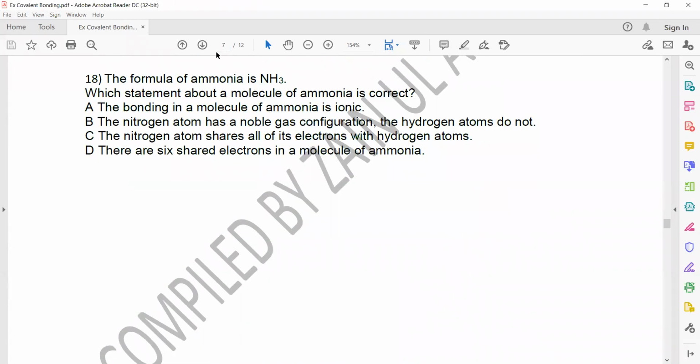And question 18, the formula of ammonia is NH3. So it's NH3, nitrogen bonded with hydrogen. Which statement about a molecule of ammonia is correct? The bonding, because nitrogen is a non-metal, hydrogen is a non-metal. So when two non-metals are there, they cannot have an ionic bond. That's why it cannot be A.